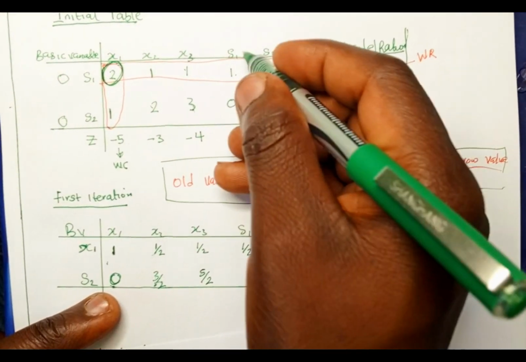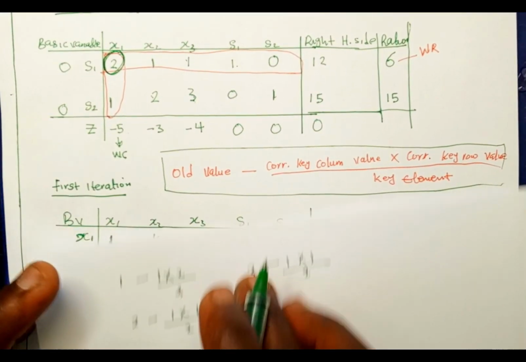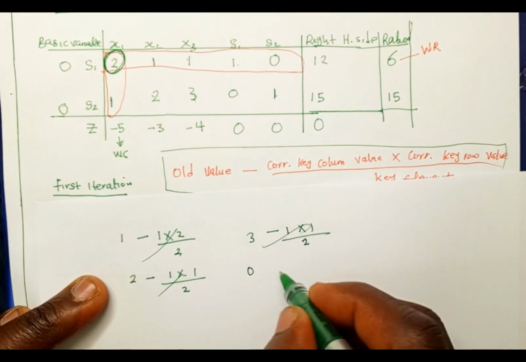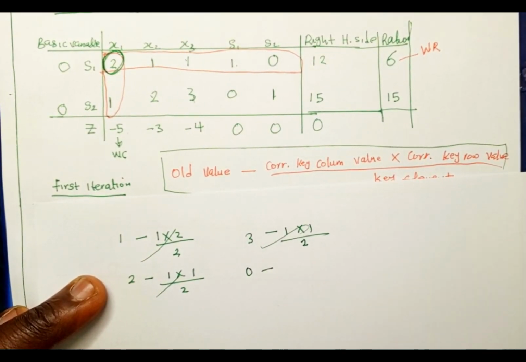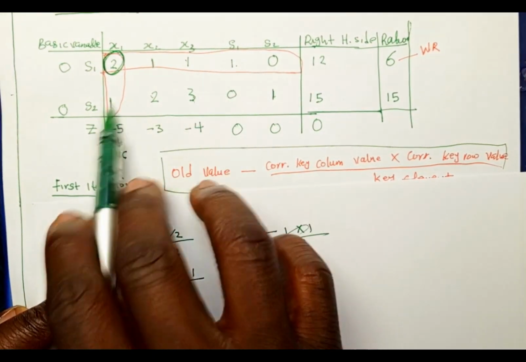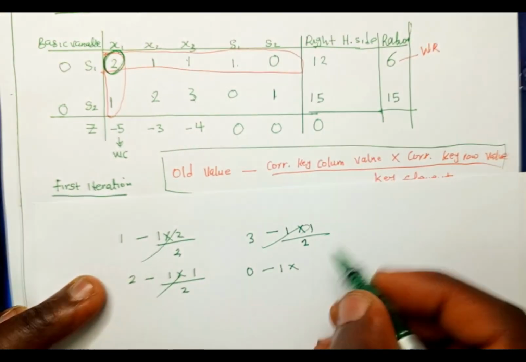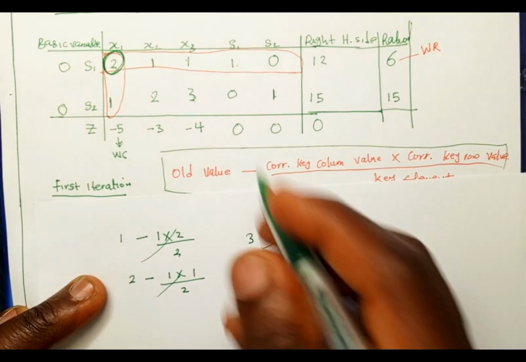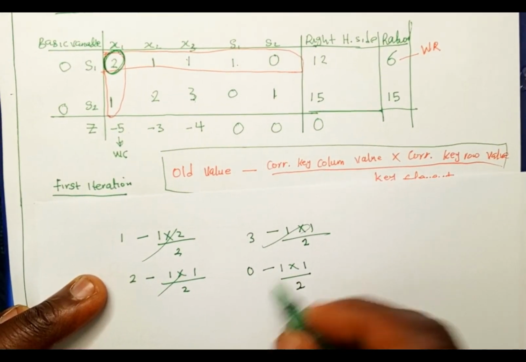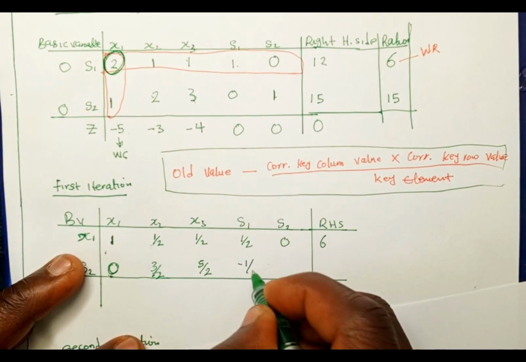The next one we're going to change is 0 here. Now, what is the old value? The old value is 0. Then 0 minus corresponding key column value. What is corresponding key column value of 0? It is 1. Then multiply by corresponding key row value, which is also 1. Then divided by the key element. The key element is 2. So if you do this operation, we're going to have minus 1 over 2.